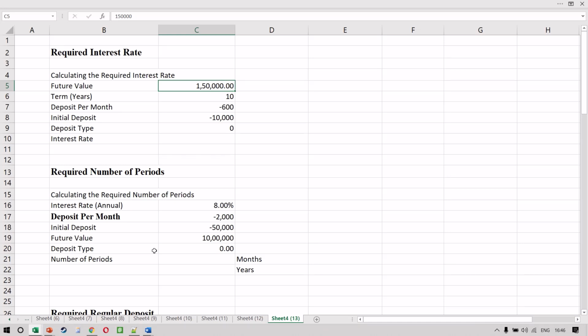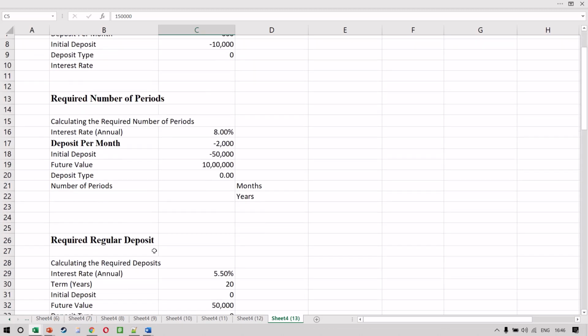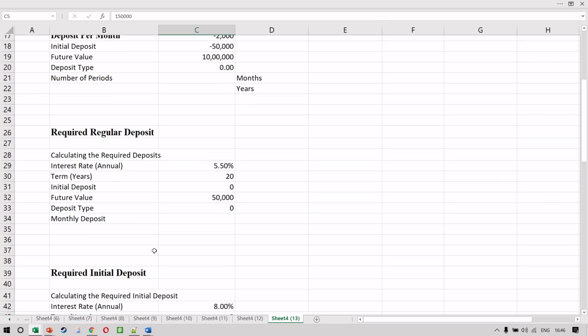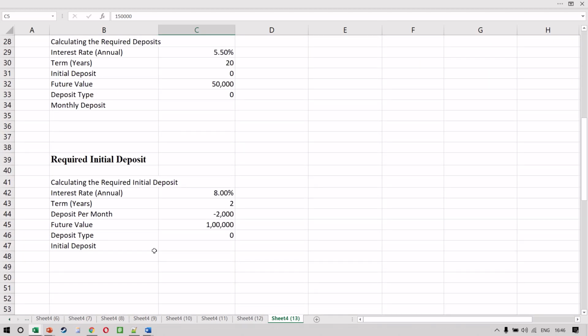This one is a simple lecture. We want to look at the required interest rate, required number of periods, required regular deposit, and the required initial deposit.